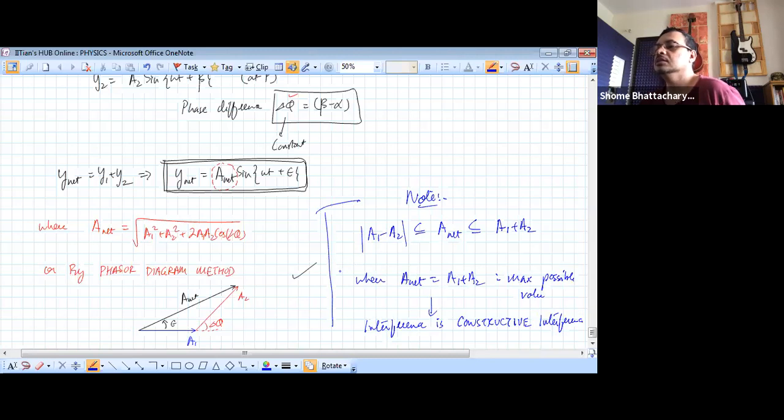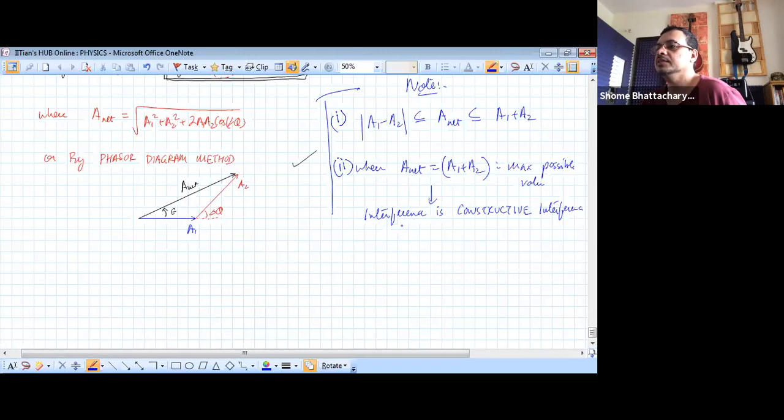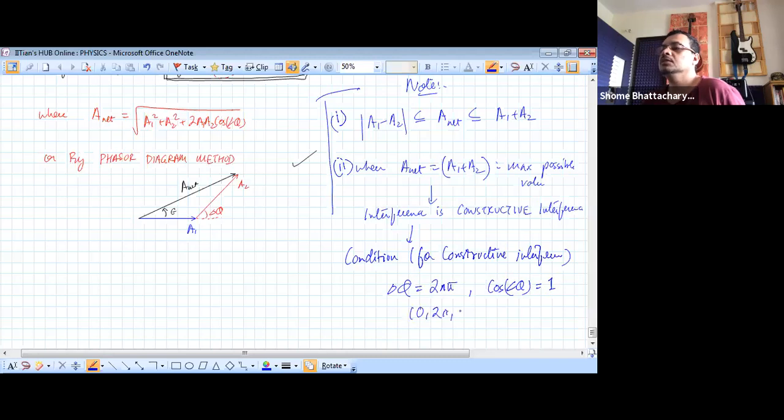So within interference, there is a subcategory. This is a separate point in your notes. When this is equal to A1 plus A2, which is the maximum possible value, the interference is categorized as constructive interference, and the condition for constructive interference is that delta phi should be equal to 2n pi, so that cos delta phi should be equal to unity. So 0, 2 pi, minus 2 pi, 4 pi, minus 4 pi. So n is 0, plus minus 1, plus minus 2, an integer solution of this.